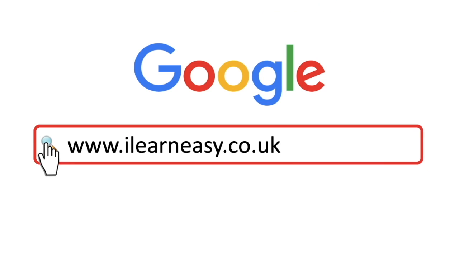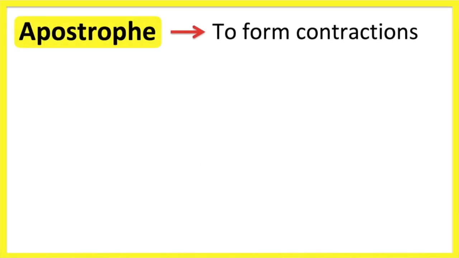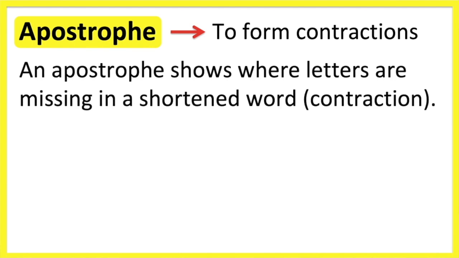ilearneasy.co.uk. An apostrophe can be used to form contractions. A contraction is a shortened version of a word. Contractions are commonly used in spoken and written English. We put an apostrophe to show where the letters are missing.